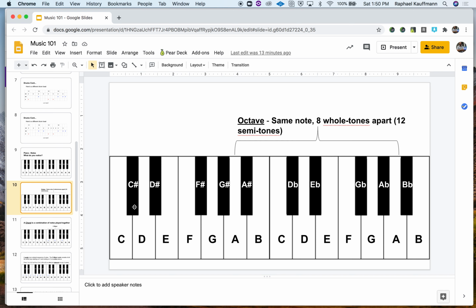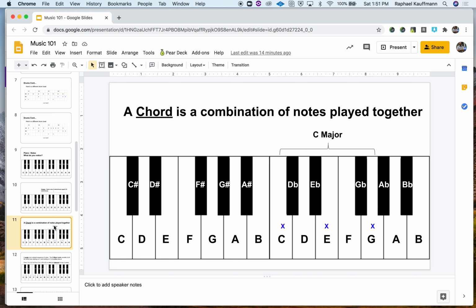The sharps. So if I go up from C, our basic level of music theory is going to call that C sharp. But if we start on D and go down to C sharp, we're going to call that D flat. Okay, so C sharp here and D flat, exact same thing. They're basically just different ways of referring to the same sound.